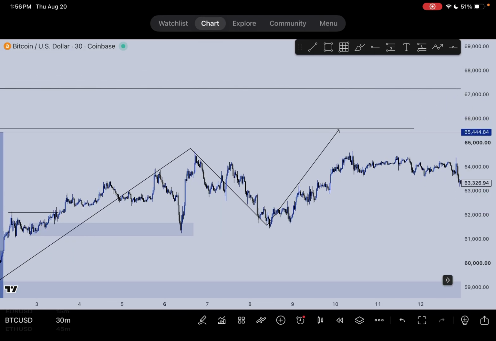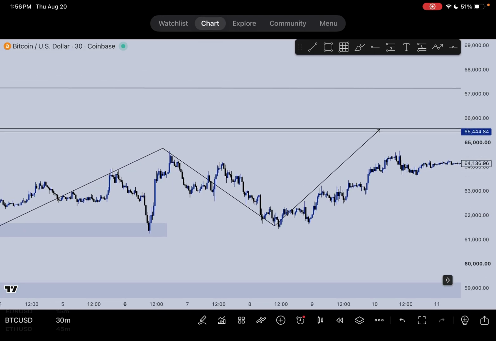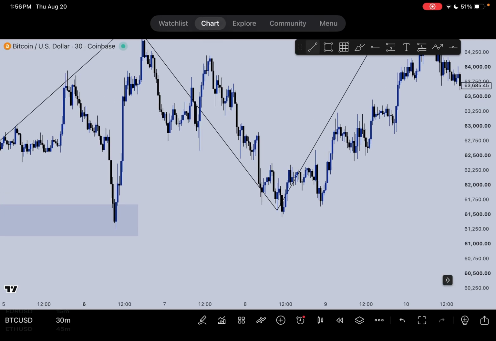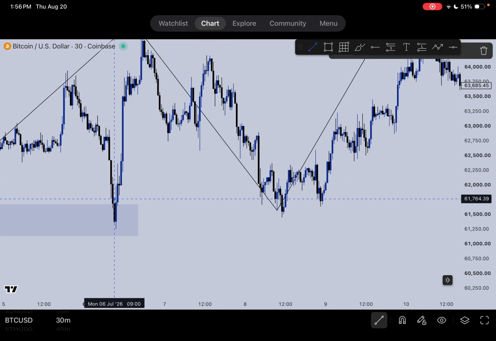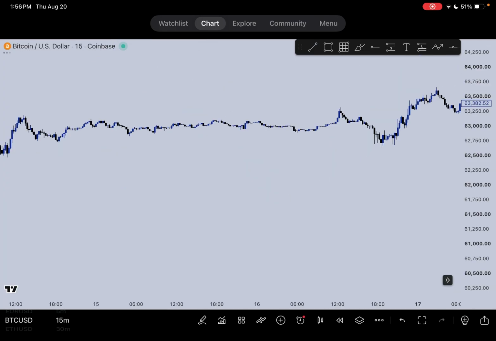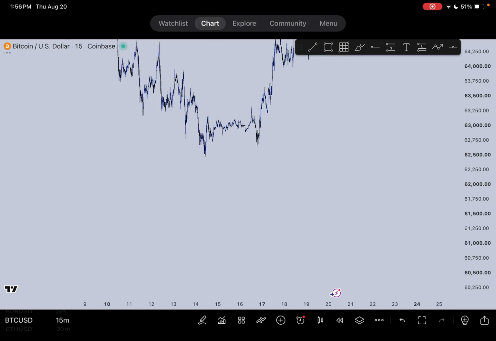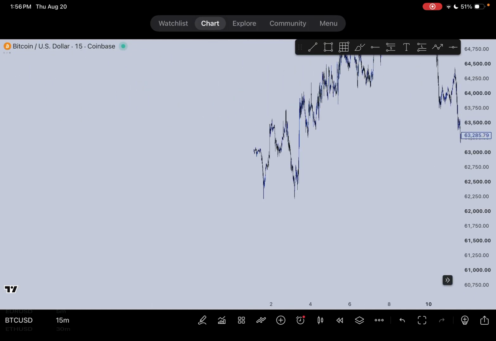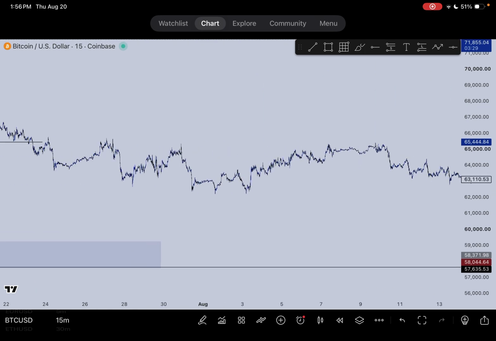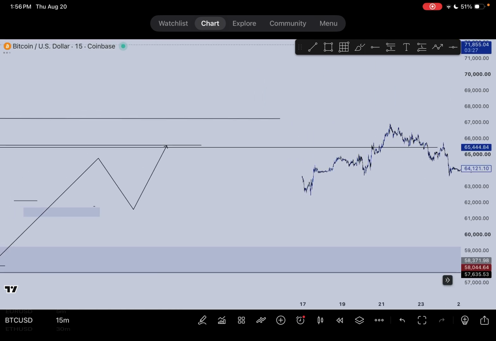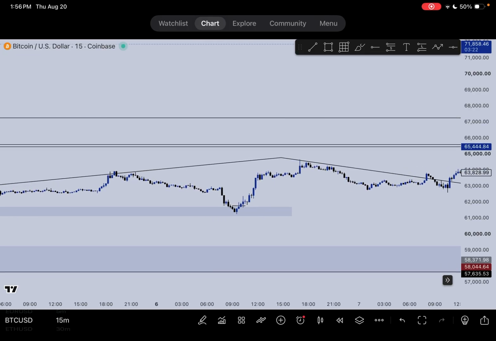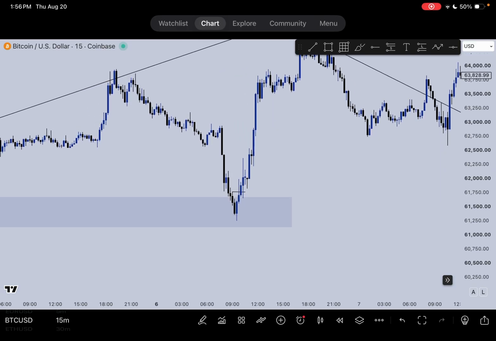On 30 minutes, what do we have here? We don't really have much for this particular zone, but this was the last candle before that push. So we'll go to 15 minutes. Let's see what will happen at that zone. On 15 minutes, what do we have? Okay, it's clearer here.